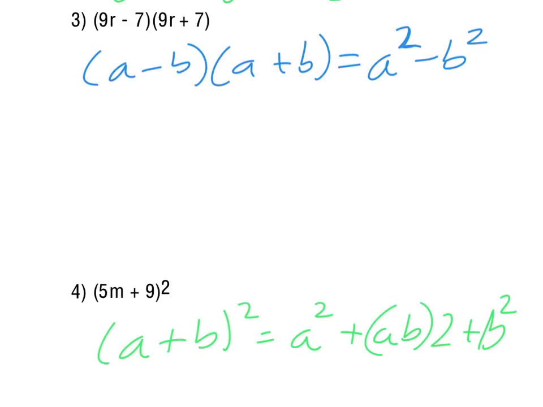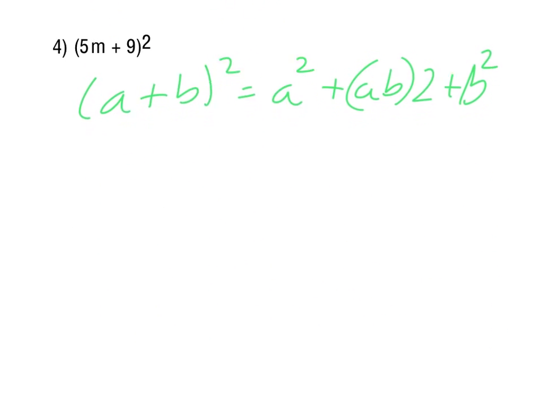For number 3, I did not set up a box because this is our sum and difference pattern. You can see the pattern there, a minus b times a plus b is a squared minus b squared. So all I would look at doing there would be squaring the 9r's, so that's 81r squared, and then minus 7 squared, so 49. Again, if you wanted to box or FOIL that out, you could, but the pattern is a very quick way to figure that out.